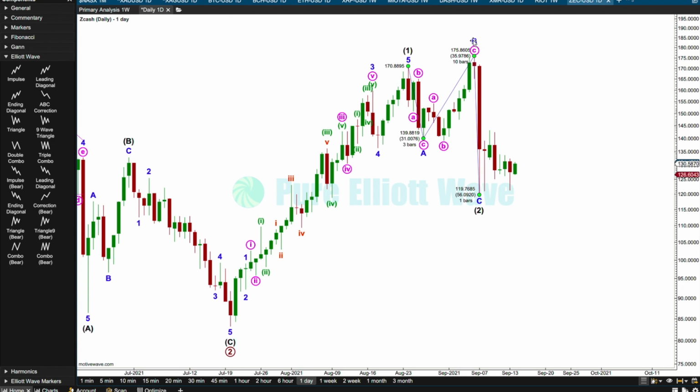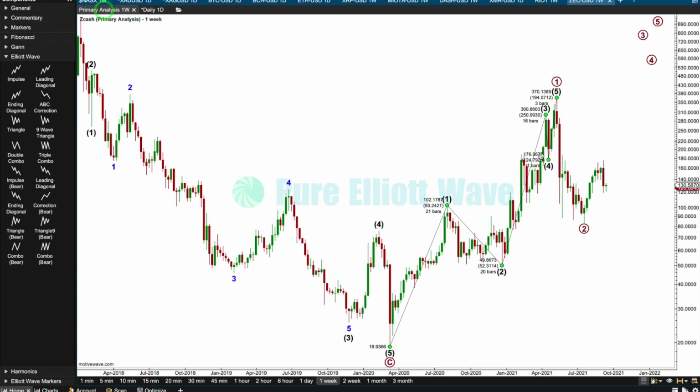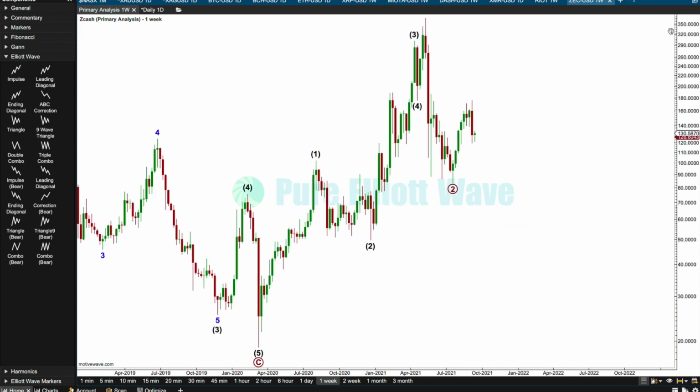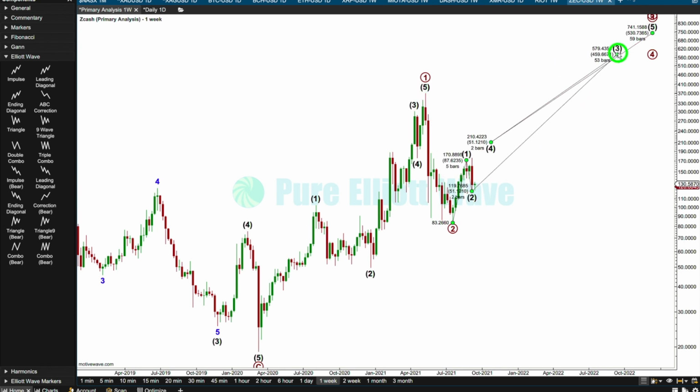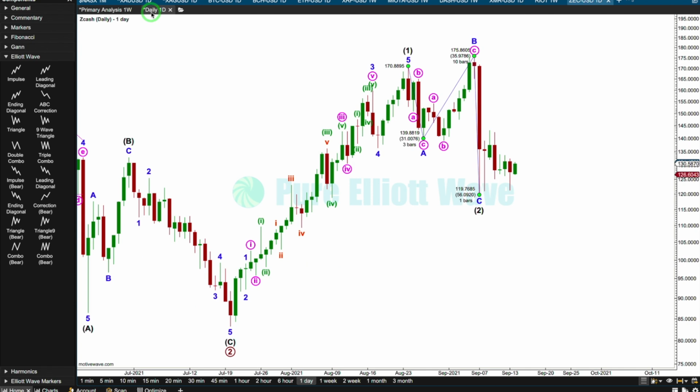So 1.618, the length of A, is 50.17, but C is 56.09. So it's a bit longer than 1.618 the length of A. If that labelling's right, then intermediate 2 should be over. So going back to my weekly chart, what I've done in here is I've got 1 there, 2 there, and so 2 overlapping first and second waves. Okay.